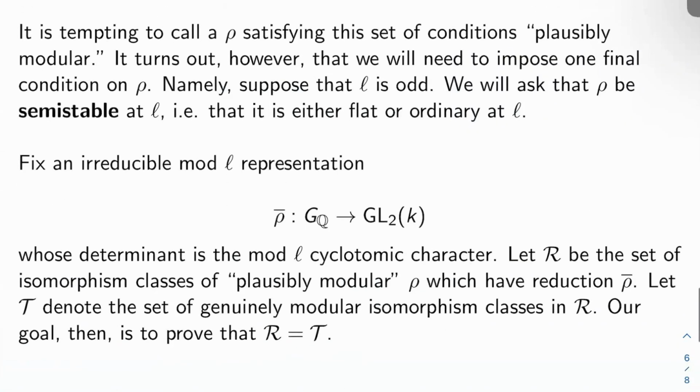Okay. Are those conditions enough? It's tempting to call a rho satisfying that kind of brief set of three conditions plausibly modular, but it turns out you need one more. Namely, let's suppose that L is odd. We're going to ask that rho be semistable at L.